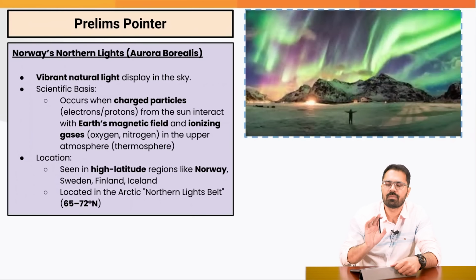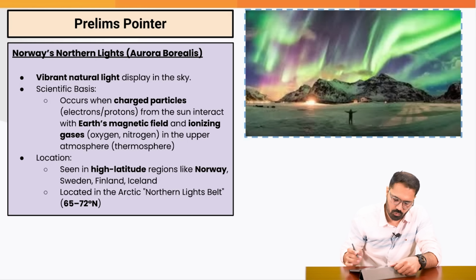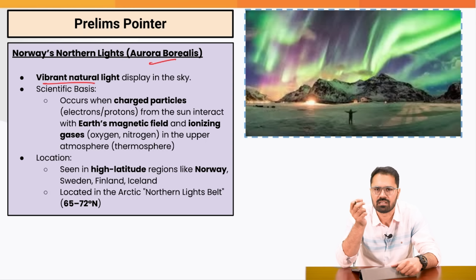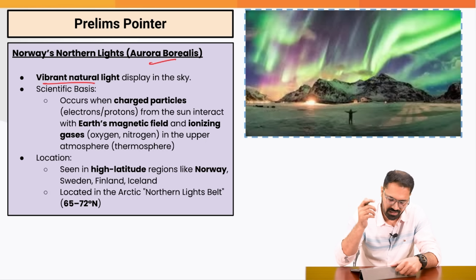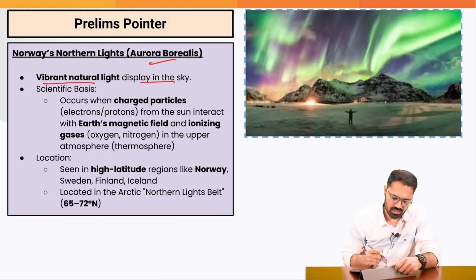See, what you have to remember from the exam perspective is that Norway's northern lights, which are also called aurora borealis. Now these are vibrant natural lights like this. They are green in color, purple in color. They are vibrant colors displayed in the sky. What is the scientific basis?